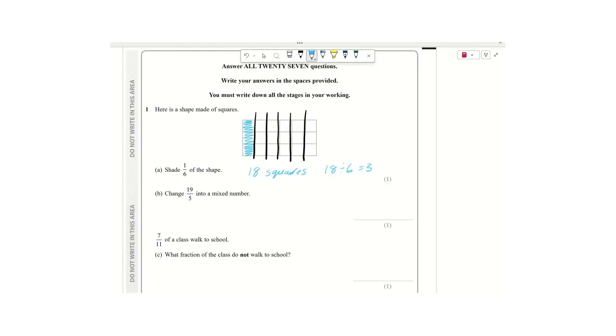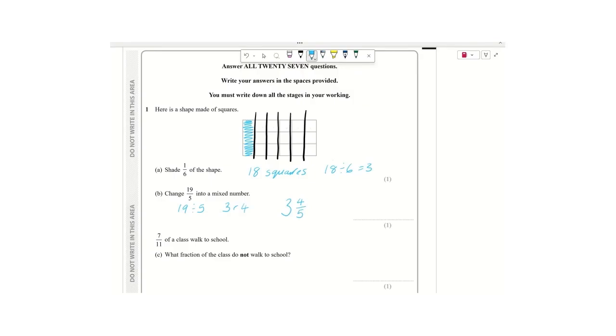Part B, changing 19/5 into a mixed number. So I'm thinking, how many 5s are there in 19? So 19 divided by 5 will give me 3 as my whole number, and 3 5s are 15, so there's 4 left over, so 3 remainder 4. What does that look like then? 3 is my whole number, 4 left over, so as a fraction that's 3 4/5.